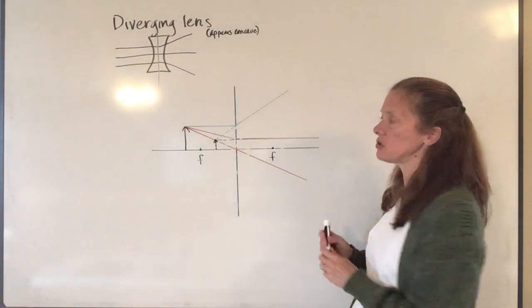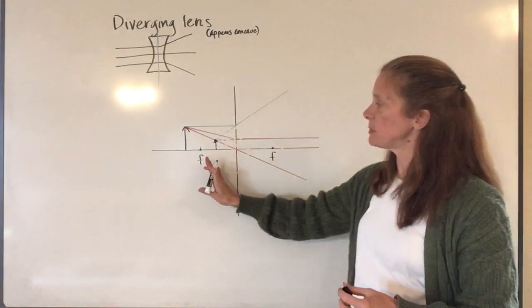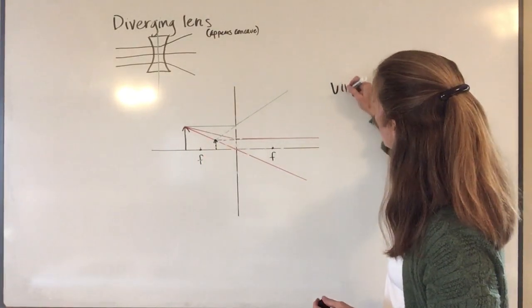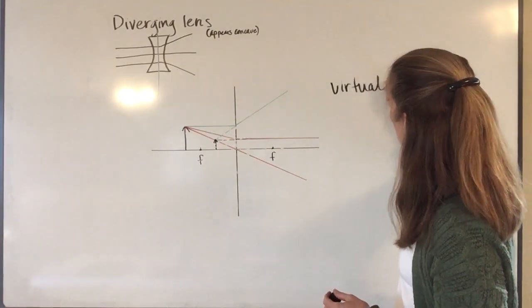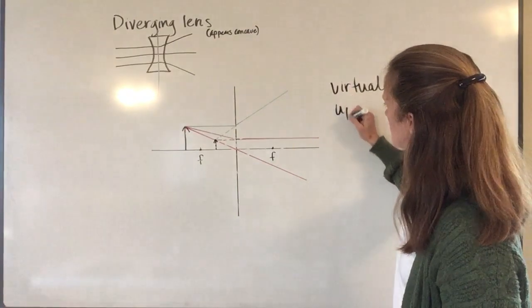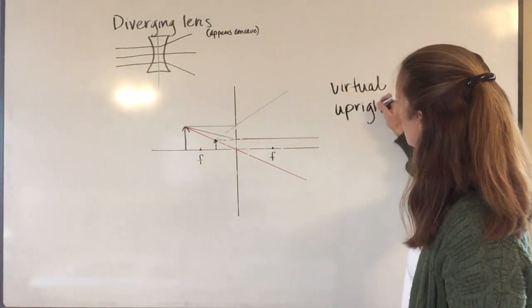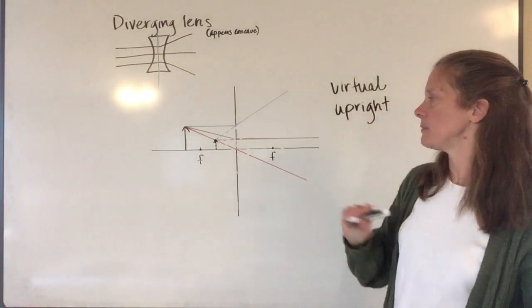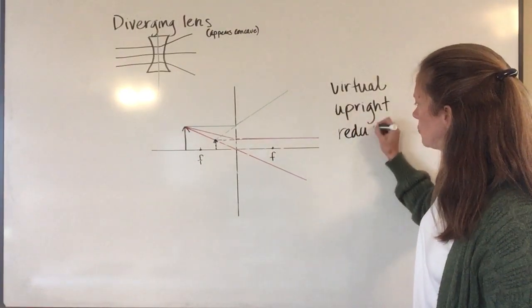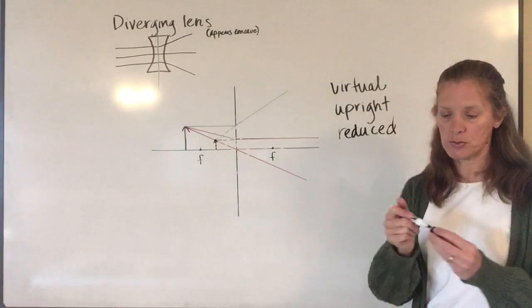So what kind of image is formed here? Because this has been formed by extrapolating the light rays, I have a virtual image. You can very easily see that this image is upright, and you can also see that this particular image is going to be smaller in size than the original, so it is reduced.